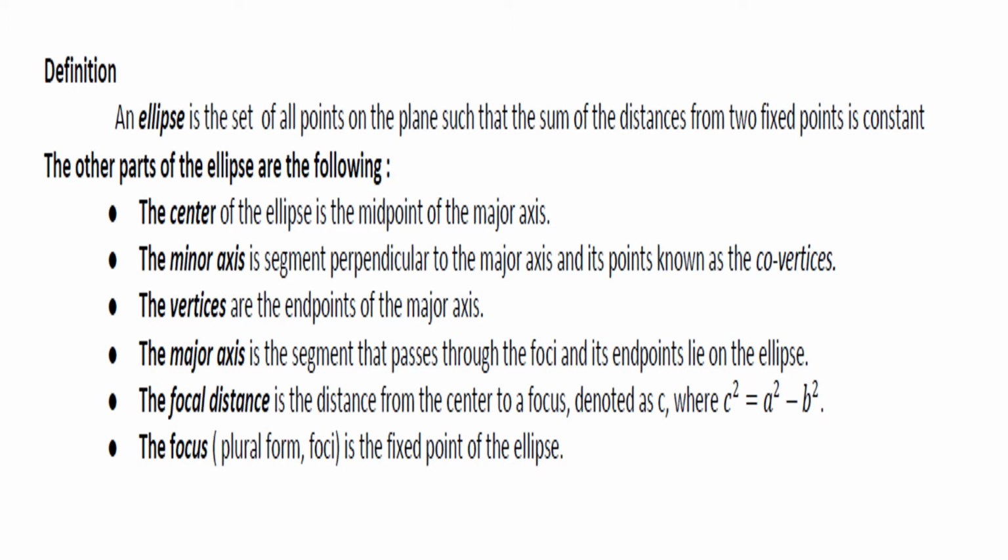Okay, so let's have here the definition of an ellipse. It is the set of all points on the plane such that the sum of the distances from two fixed points is constant.